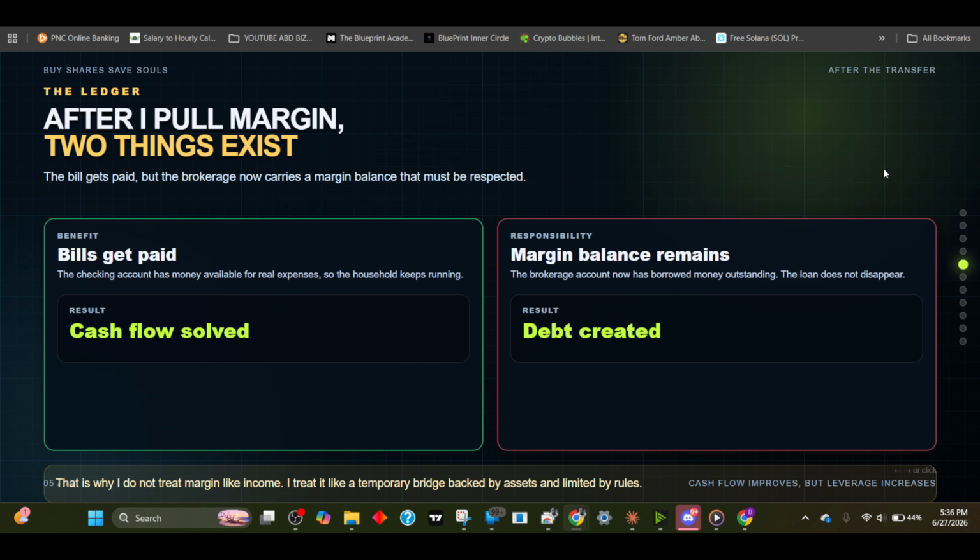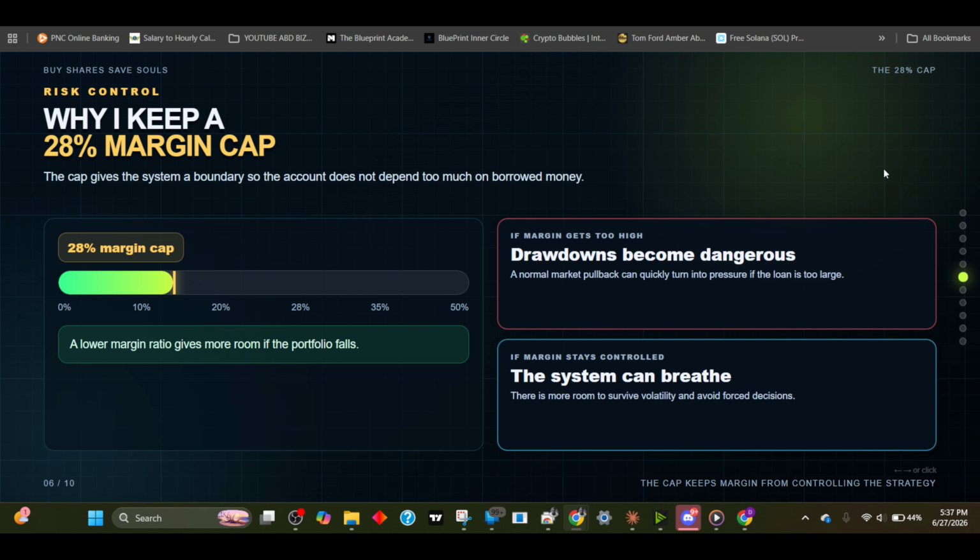So, I have a margin balance now, and the brokerage account now has borrowed money outstanding. The loan does not disappear. So I have created a debt, but it will be paid back down in the next 2 weeks when I get paid again. And this is why I keep the 28% margin cap, because I want to be responsible and I want to keep a little dry powder on the sideline. When the market does dip more and more, I have more equity to borrow against to buy more shares at a deeply discounted price. This cap gives the system a boundary so the account does not depend too much on borrowed money, right? This is why I keep it at 28%.